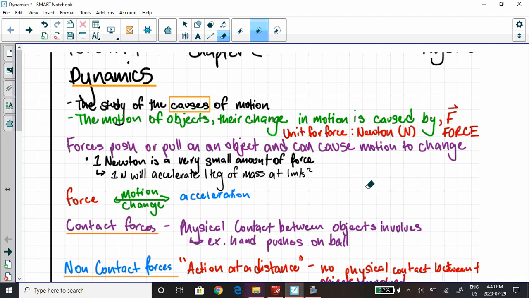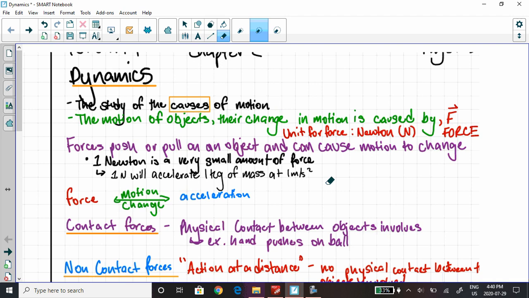Now, a Newton is the unit for force. 1 Newton is actually a very small amount of force. It's tiny. What will 1 Newton do? Well, 1 Newton will accelerate 1 kilogram of mass at 1 meter per second squared. So picture yourself out in outer space and you push on an object with 1 Newton of force, and that object has a mass of 1 kilogram. After 1 second worth of pushing, the object is moving at 1 meter per second.